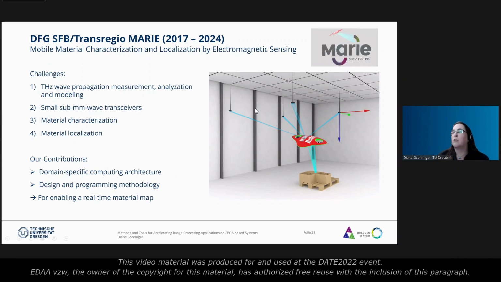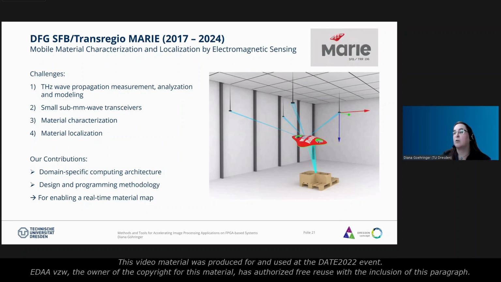And different research works are done in this project. Some are working more on the antennas, on the radar signal processing, on building new transceivers, on the algorithms such as material characterization and localization, using those new sensor elements. And our contribution is the domain-specific computing architecture, which should then be on the drone, and also to make it programmable, of course, because currently several of those applications are designed using MATLAB, for example. And furthermore, to enable that at the end, together with the algorithms, we can have a real-time material map of our environment.